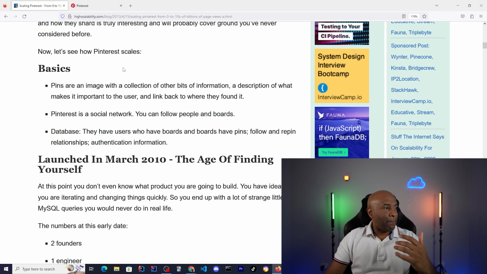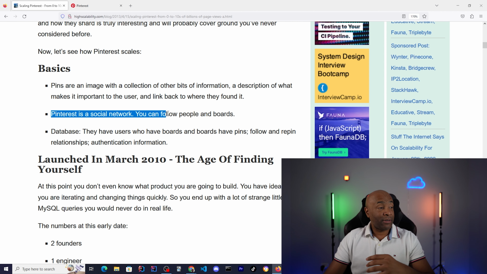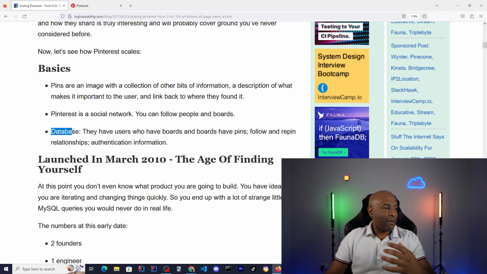So the basics are, pins are images with a collection of bits of information, which means a description of what makes it important to the user and a link back to where they found it. Pinterest is a social network. You can follow people and boards. In the database, they have users who have boards, and boards have pins. Follow and repeat relationships, authentication, and information. So that's basically the way they structured that social network.